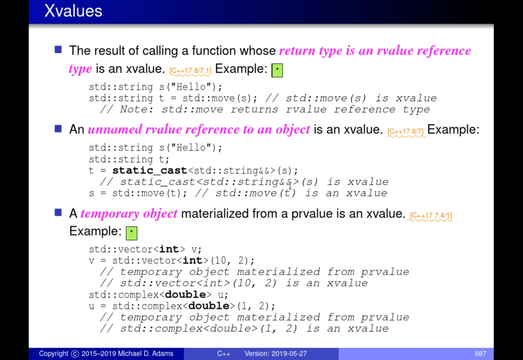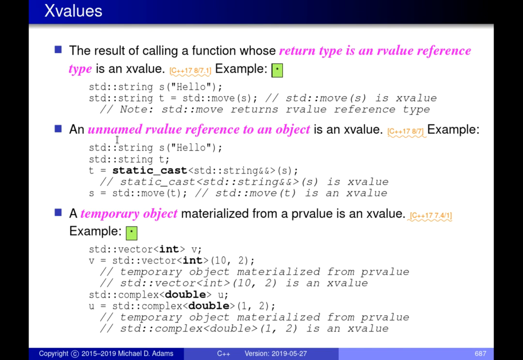This is an R-value reference to a string. This is actually what std::move returns in this particular case. It basically returns the type of this thing, which is a string from up above, but it adds a double ampersand. It's basically a typecast operation. A typecast makes it into an R-value reference type. So because this function returns an R-value reference type, std::move of s is an X-value.